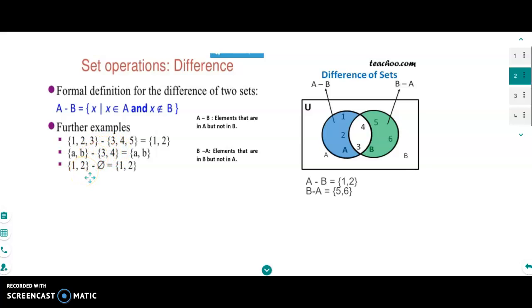In the next example, we have 1 comma 2 minus, do you remember what this sign means? This is the empty set. If we subtract 1 comma 2 minus the emptiness, the elements 1 and 2 that are not included in the empty set, all right? So we only have 1 and 2. That will be the difference, all right? So remember, like the graph that you can see here, you can see it much better. This is A minus B, and this is B minus A, all right?